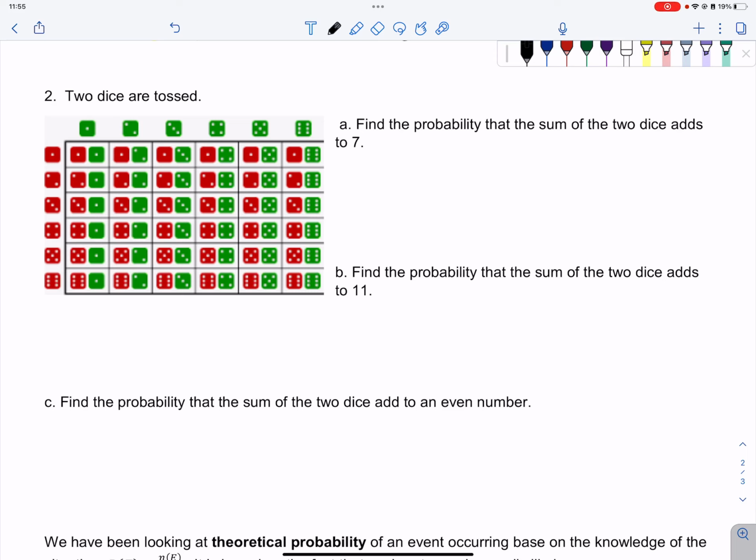So next, we're going to work through some problems to find probabilities where two dice are tossed. So to start, we need to figure out the number of things in our sample space when we roll two dice.